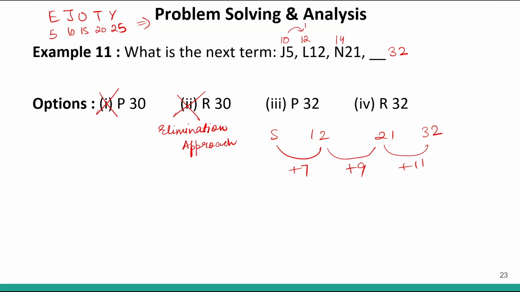So I can see a plus 2. Over here also plus 2. So the next letter will definitely be plus 2. Plus 2, 16th rank. At 16th rank we have P. So the correct answer is P32, which is given in option number 3. So option number 3 will be your correct answer.